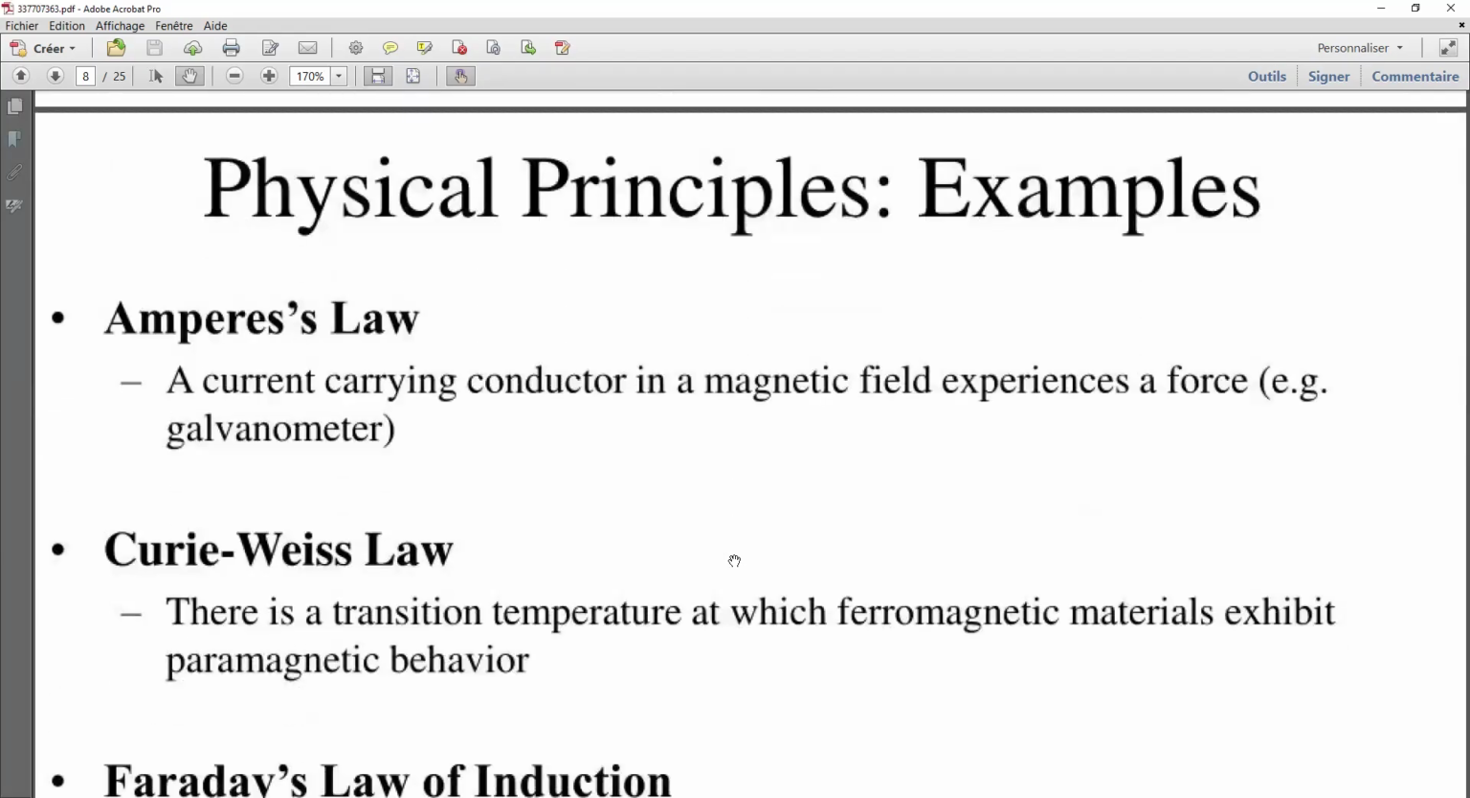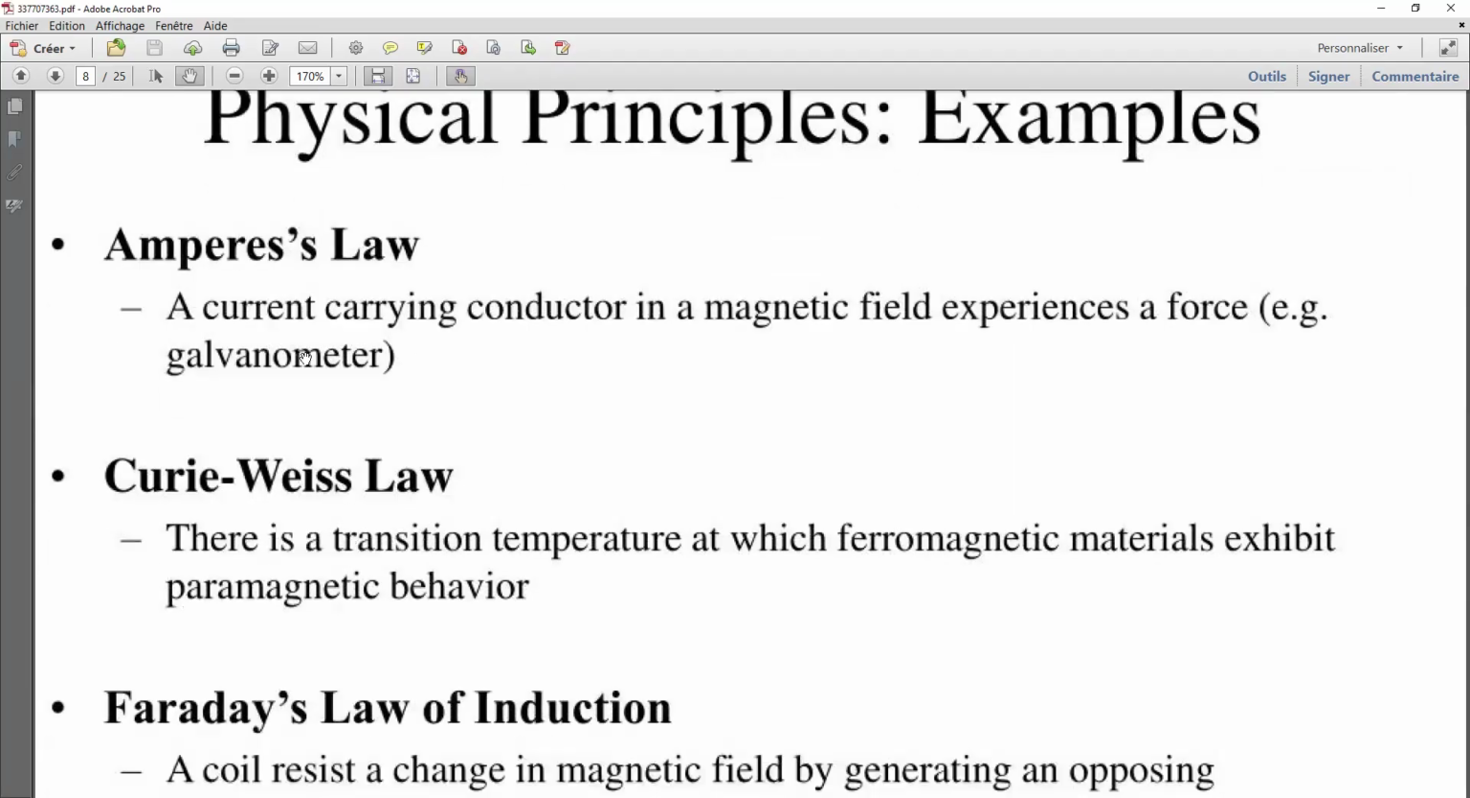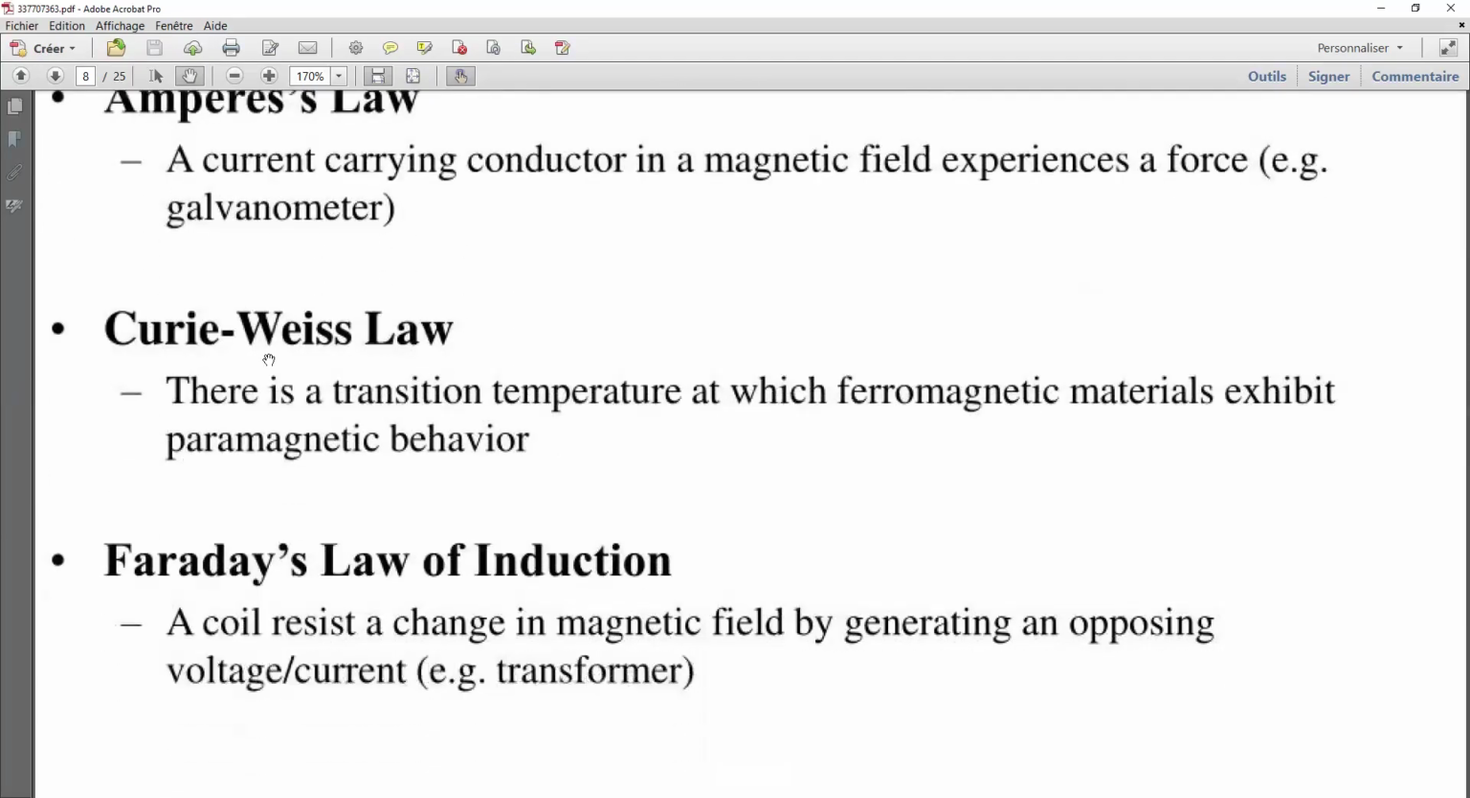Then we have physical principles, for example, Ampere's law: a current-carrying conductor in a magnetic field experiences a force. Example, we have the galvanometer. Curie-Weiss law: this is the transition temperature at which ferromagnetic materials exhibit paramagnetic behavior.